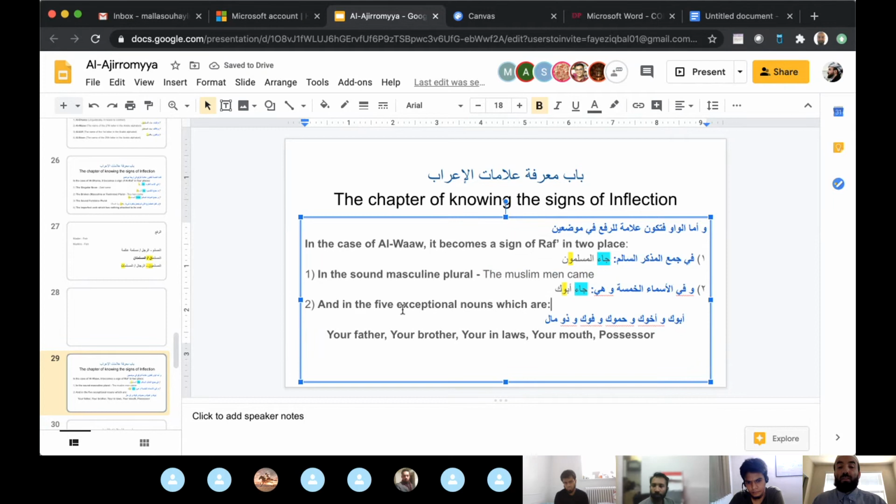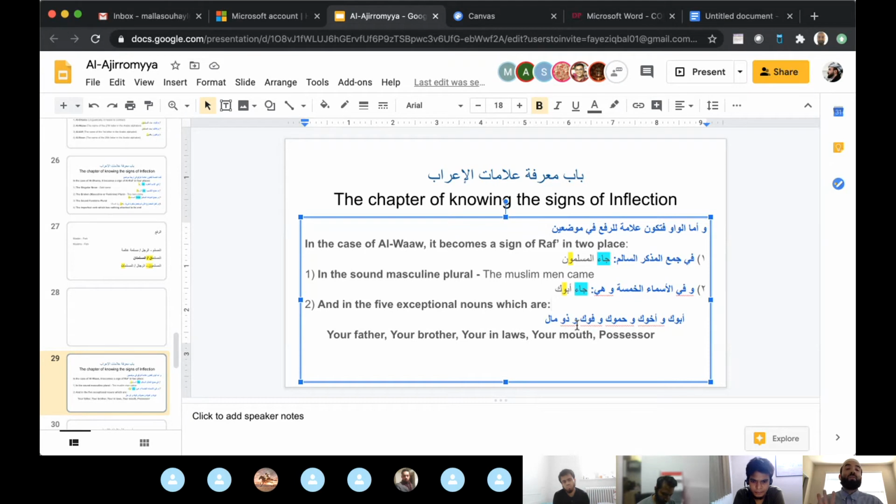The second place where the letter waw becomes a sign of rafa is in the 5 exceptional nouns. وأما الواو فتكون علامة للرفع في الموضعين في جمع المذكر السالم وفي الأسماء الخمسة، وهي أبوك وأخوك وحموك وفوك وجمال. So the default position of nouns is to have their inflections with diacritical marks. So by default, the inflection of nouns is by diacritical marks.